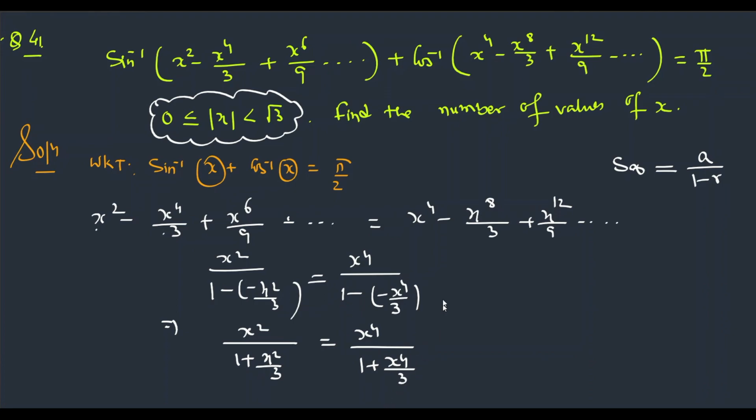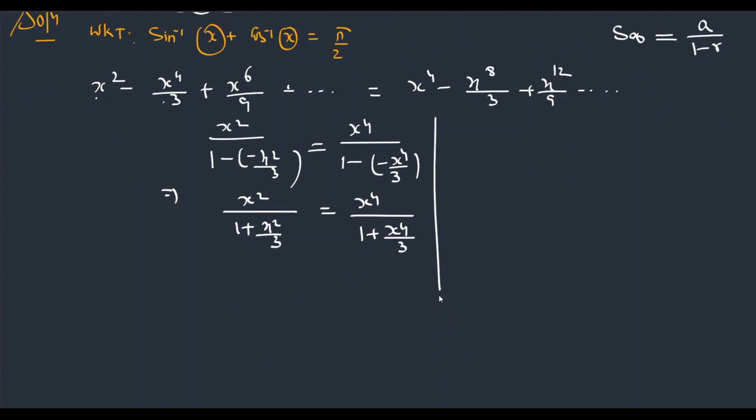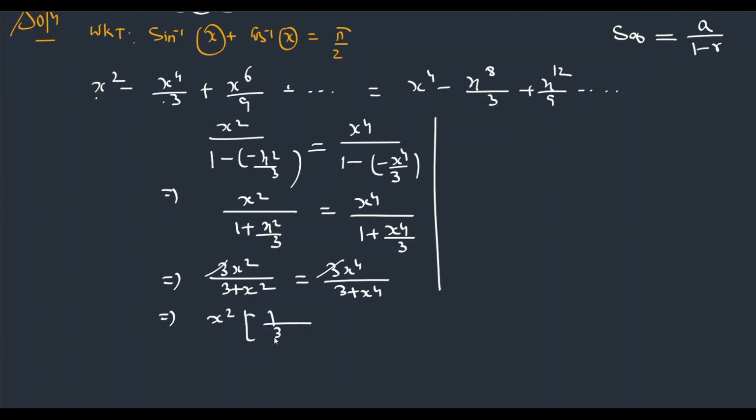Okay, now next we have here 3x square by 3 plus x square. Here we have 3x power 4 by 3 plus x power 4. So 3 cancels out. We take x square common, so it will be 1 by 3 plus x square, minus, take this term on the left hand side, x square by 3 plus x power 4, which is equal to 0.